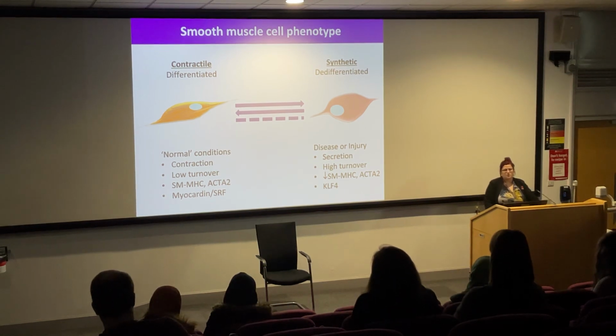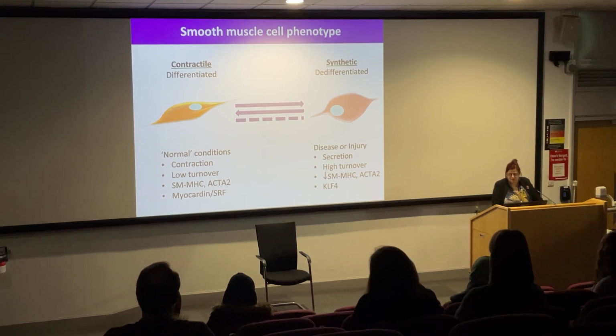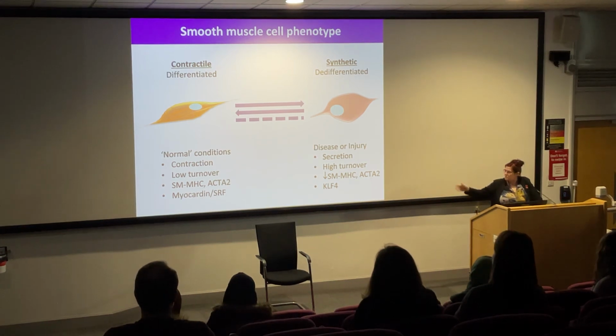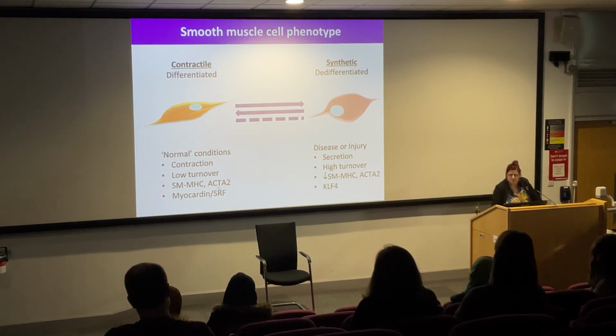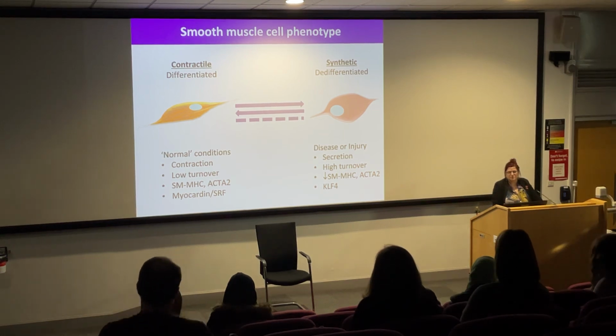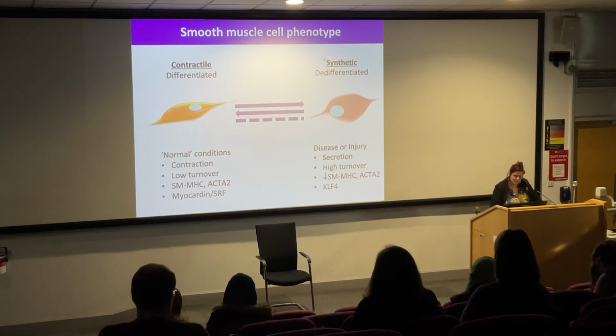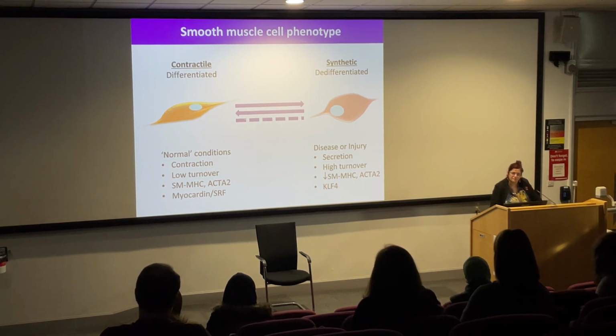So this is what we talked about before with the contractile and synthetic phenotypes. We've got the contractile with contraction and low turnover, the synthetic with disease or injury, and then the markers. The contractile ones are smooth muscle myosin heavy chain and actin 2, and then you get KLF4 in your synthetic. What we find with the smooth muscle cells after bypass is that in certain conditions such as diabetes, they exist somewhere in the phase in between the two of them. Because of that, it can be very difficult for a smooth muscle cell to know which way to go.